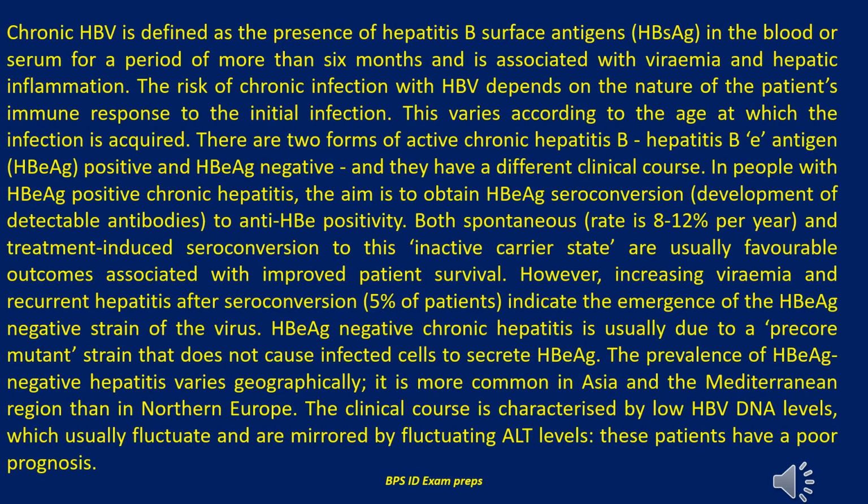HBeAg-negative chronic hepatitis is usually due to a precore mutant strain that does not cause infected cells to secrete HBeAg. The prevalence of HBeAg-negative hepatitis varies geographically. It is more common in Asia and the Mediterranean region than in Northern Europe. The clinical course is characterized by low HBV DNA levels, which usually fluctuate and are mirrored by fluctuating ALT levels. These patients have a poor prognosis.